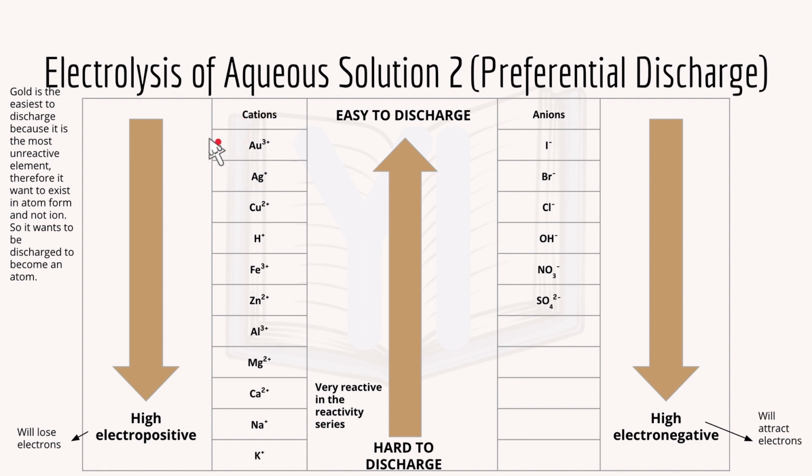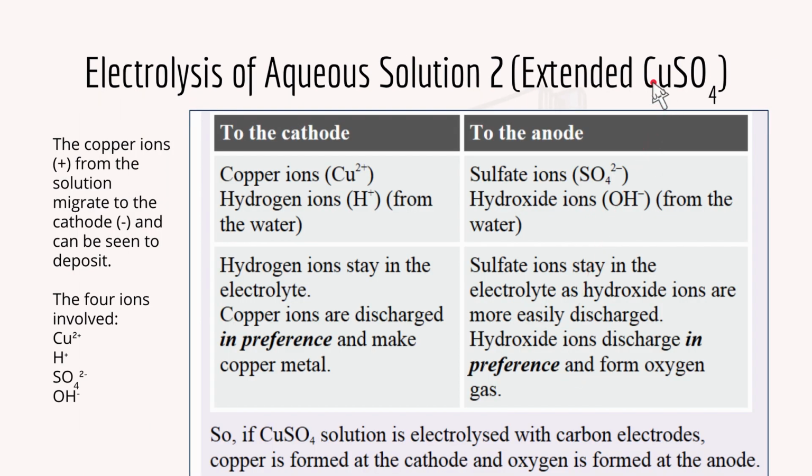So for cations, the electropositivity increases as you go down, and it means they will lose electrons, and high electronegativity will attract electrons. So we'll look into extended for CuSO4, copper sulfate. The copper ions from the solution migrate to the cathode and can be seen to deposit. And the 4 ions involved in the CuSO4 are, of course, copper ions, hydrogen ions, sulfate ions, and hydroxide ions. So you can have a read for the cathode and anode.